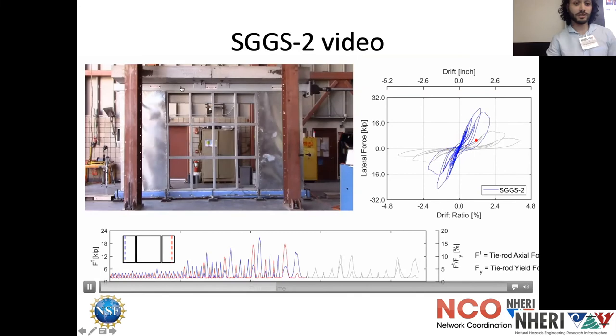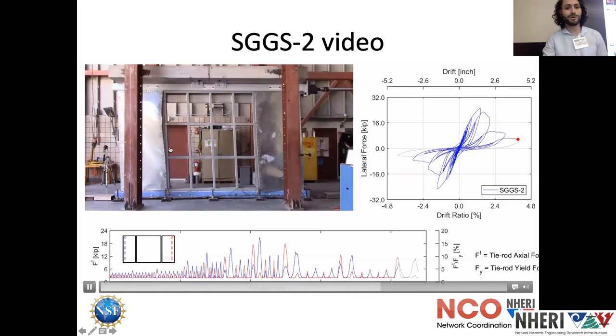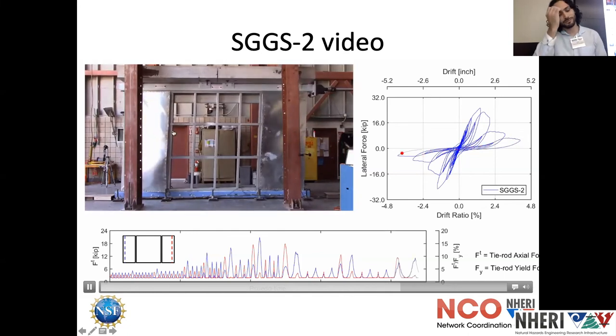In the video, we can observe screws at the corners getting damaged. Also, we can observe buckling in the steel sheet. And now we can observe that almost every screw in the corner studs is getting damaged. There's almost no fastener connected to it.